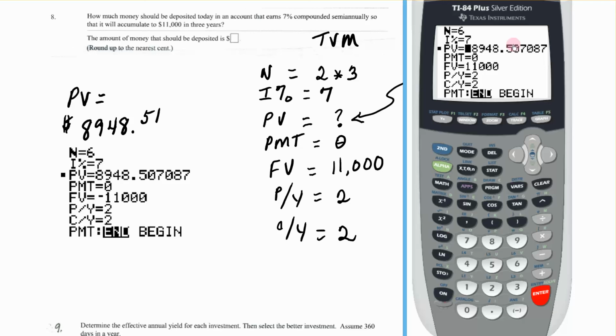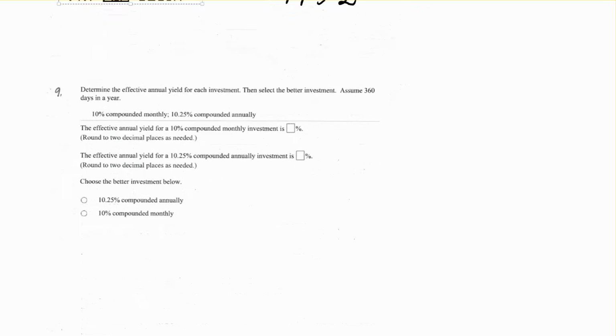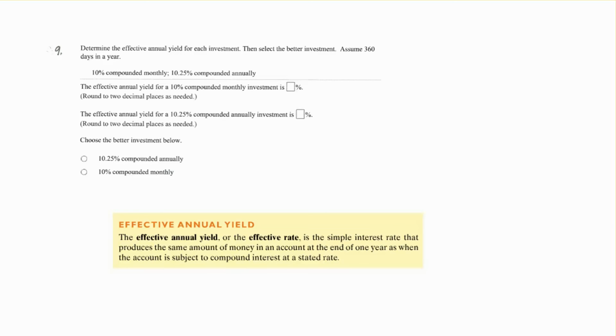Okay, we have something new starting with number 9. It says determine the effective annual yield for each investment, then select the better investment. Assume 360 days in a year. That's in case it's compounded daily.